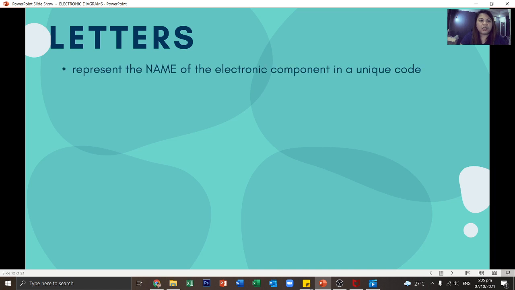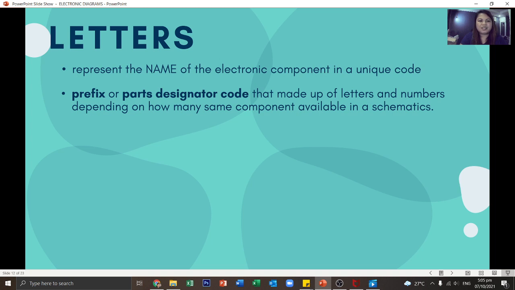Then the letters represent the name of the electronic component in a unique code. So we call the letters the prefix or the parts designator, made up of letters and numbers depending on how many of the same component are available in a schematic. So for example, a resistor, its prefix is R. Okay. For a capacitor, what? It's C, of course. For diodes, what do you think? Okay, if you said D, it's correct.